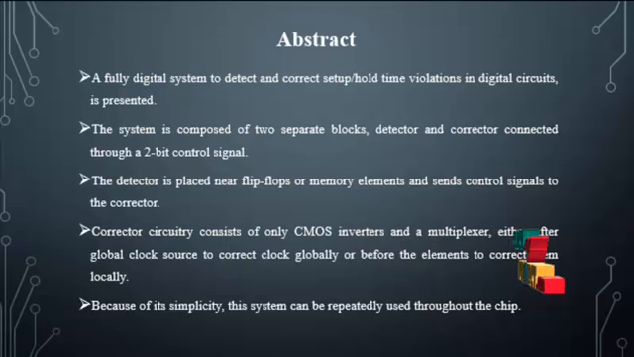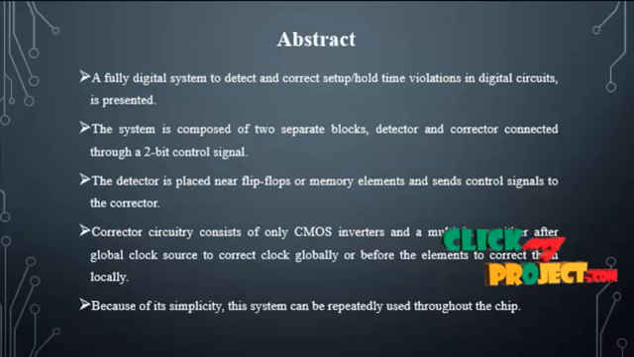The system is composed of two separate blocks, a detector and a corrector. Both are connected through a 2-bit control signal. The detector is placed near flip-flops or memory elements and sends control signals to the corrector.